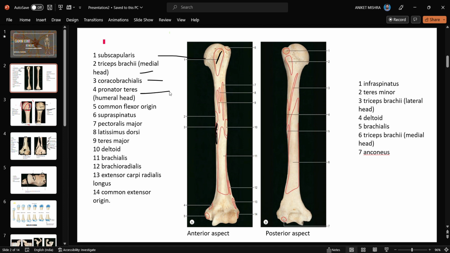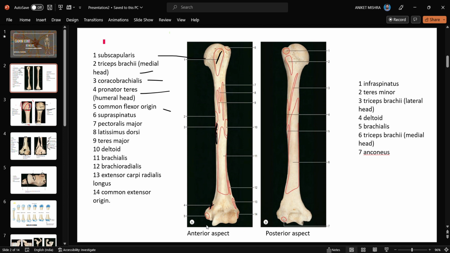The pronator teres muscle, when we look at the inferior end of the humerus bone, then we will see that the pronator teres muscle is going to originate from here. It arises from the lateral 1/3 of the medial supracondylar ridge.